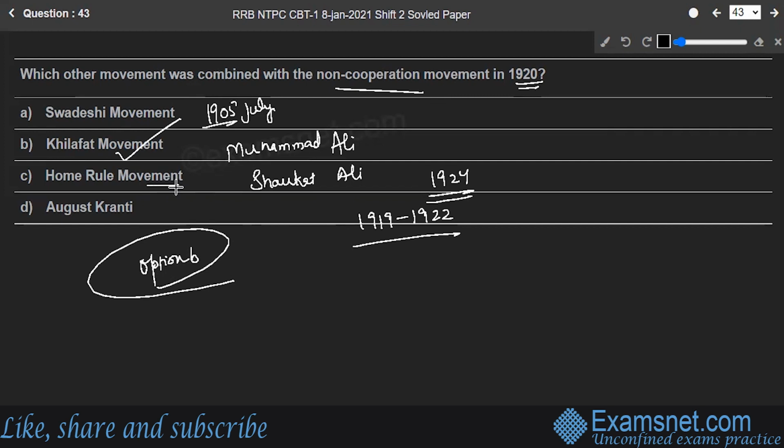August Kranti, the Quit India movement, was an important milestone in the Indian freedom struggle, and it is celebrated as August Kranti Day every year because it was started on 8 August 1942. So we have answer option D.